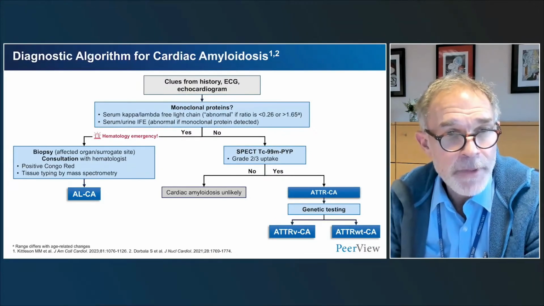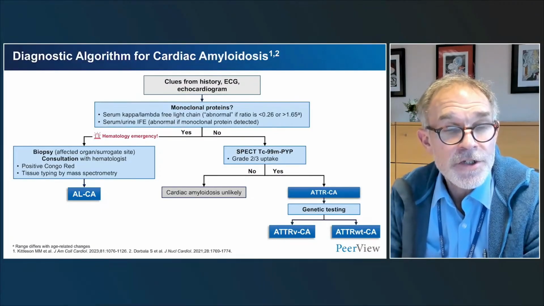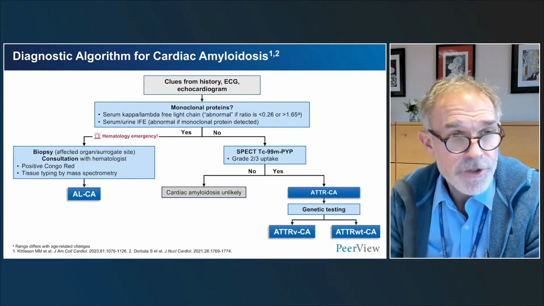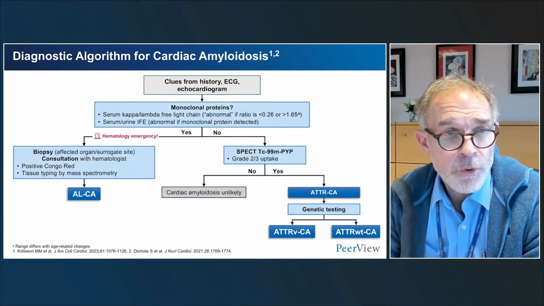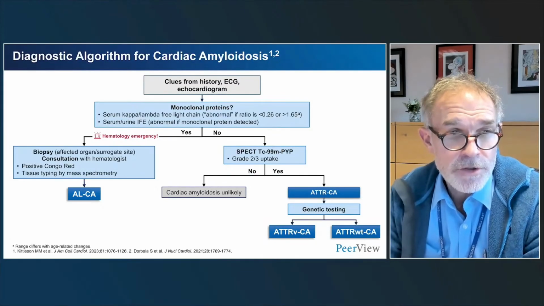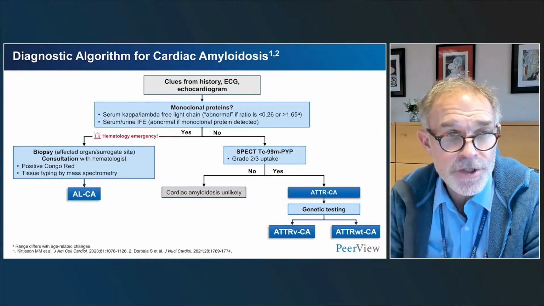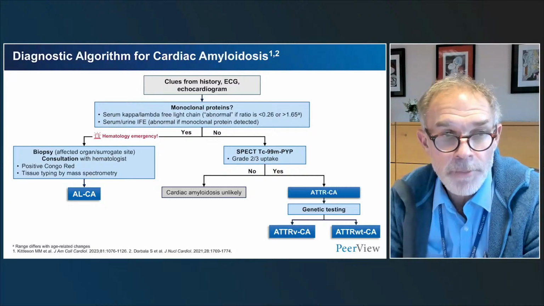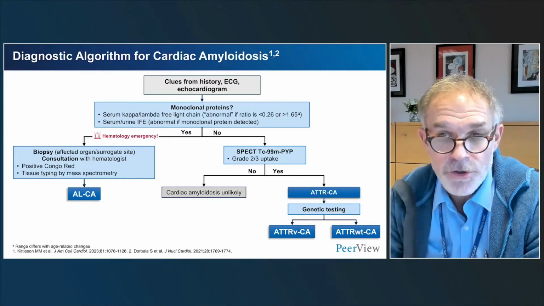At the other end of the spectrum, if there is a monoclonal protein, then one really has to suspect AL amyloidosis in the heart. And at that stage, the important thing is to undertake a biopsy to determine whether a patient has AL amyloidosis in the heart or indeed might have ATTR amyloidosis with an incidental monoclonal gammopathy, which is not uncommon in this older age group.